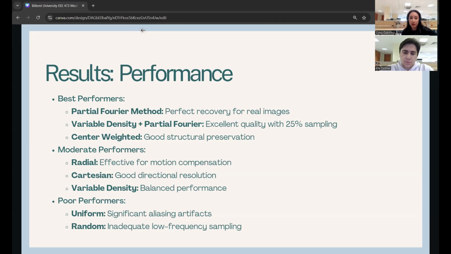And the uniform and random undersampling techniques were quite poor performers because the uniform undersampling technique gave significant aliasing artifacts, and the random undersampling technique was inadequate for low frequency region sampling.